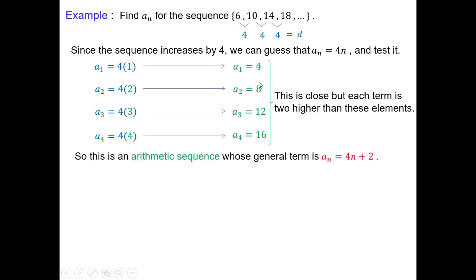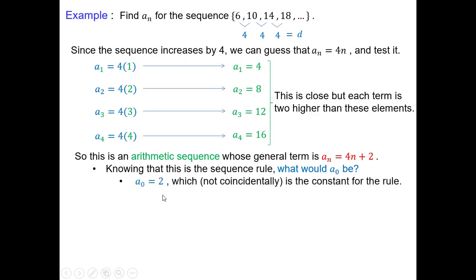So I should simply add 2 to each term by saying 4n plus 2, and therefore that would be my sequence rule. So let's take a look at what A0 would be then. If I were to plug in A0, notice A0 would be 4 times 0 plus 2, which is 2. Well, that makes sense because notice that in this case, it's not coincidental that the constant rule would work because the 4 is the common difference and the 2 is what A0 would be.